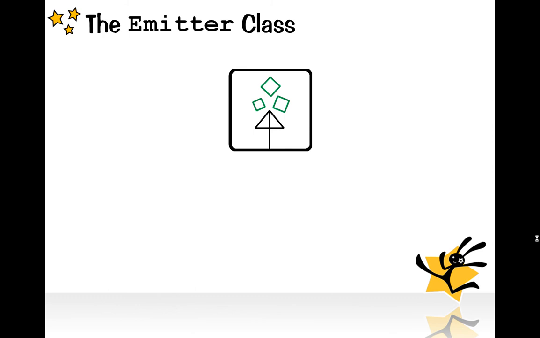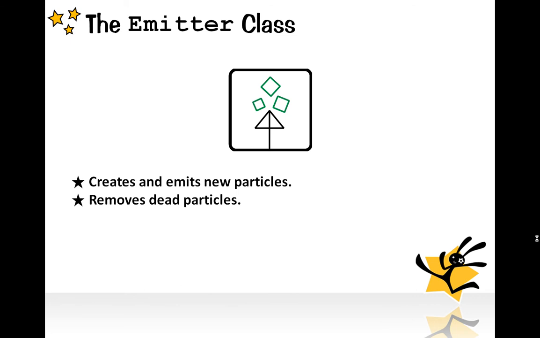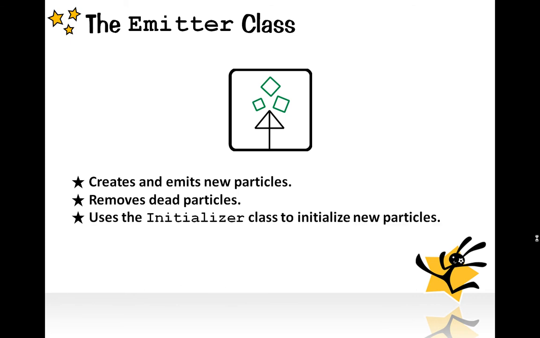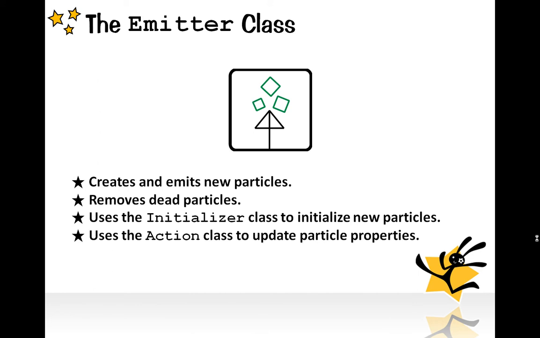Next is the Emitter class. This class is for creating and emitting new particles, and removing dead particles. This class uses the Initializer class to initialize new particles and uses the Action class to update particle properties. It also defines the step method.